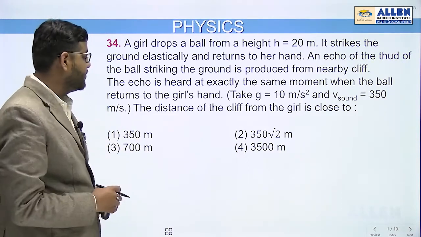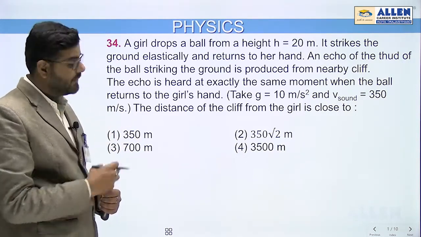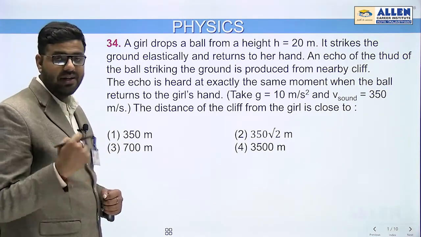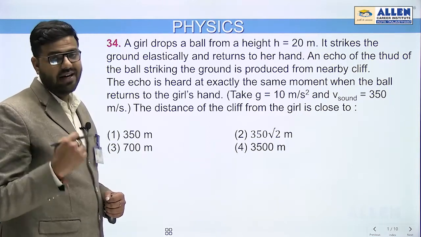So here we have four options. Option 1, 350 meter; option 2, 350 root 2 meter; option 3, 700 meter; and option 4, 3500 meter.